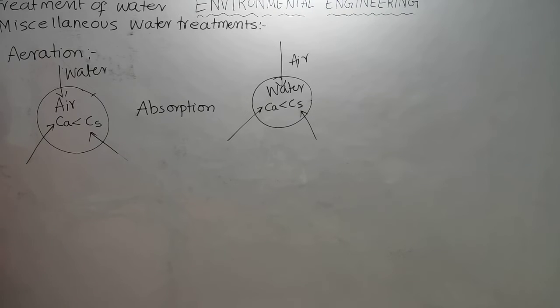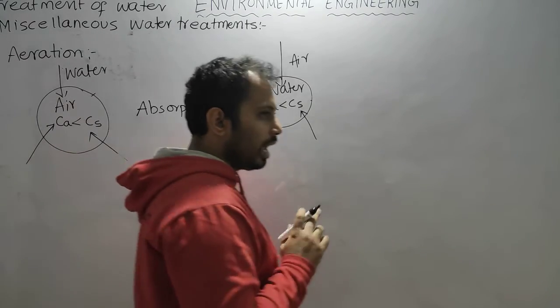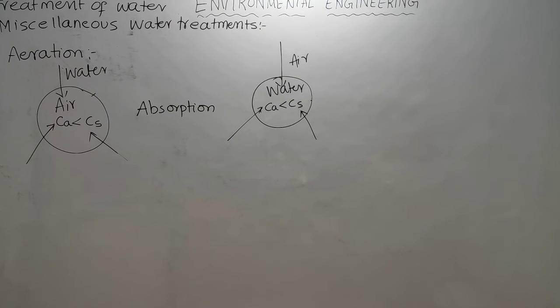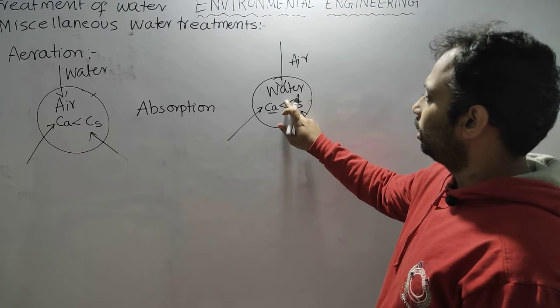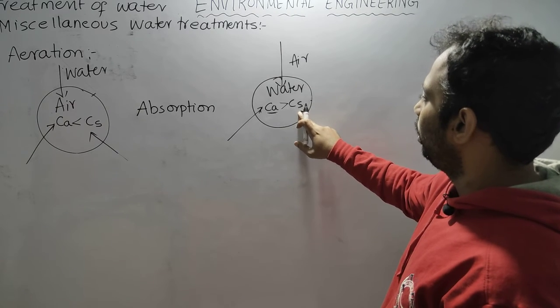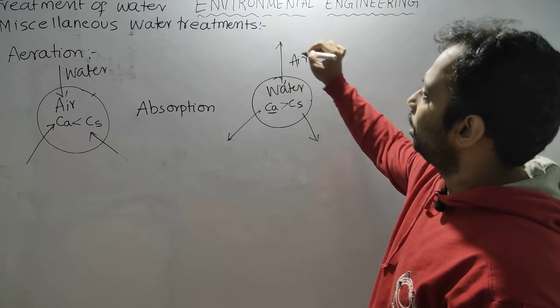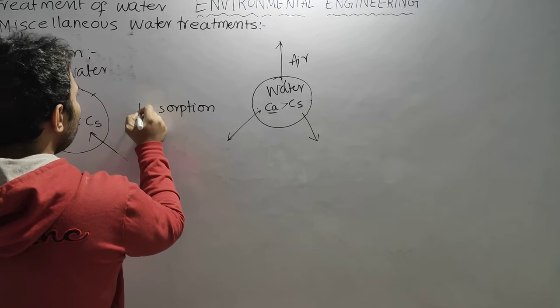When Ca of water, if you take water, that means the actual concentration in the water is more than the saturated concentration, then the flow will be outside into the air. This is called desorption.